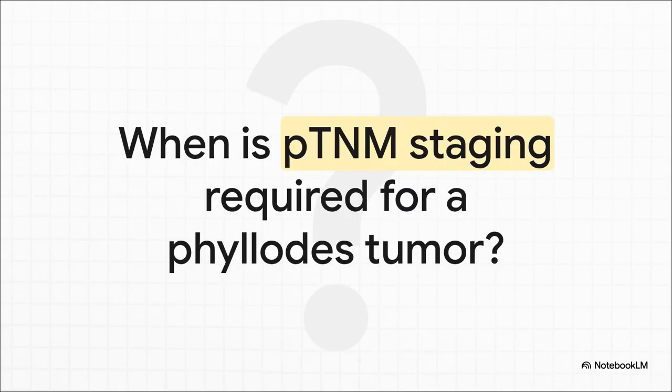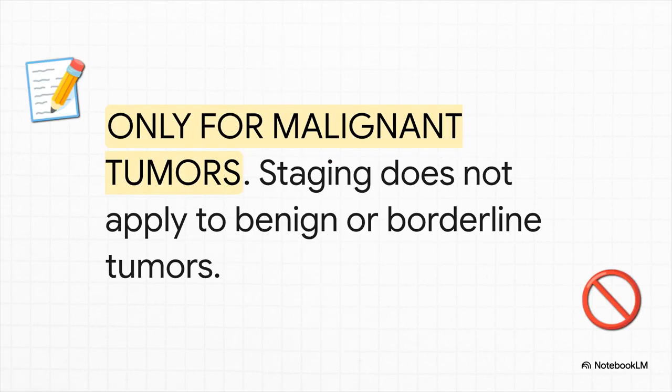All right, next step is staging, another area where it's easy to get tripped up. So let me ask you, when are you actually required to provide a pTNM stage for a Phyllodes tumor? The answer could not be more clear. You only apply staging for malignant tumors. The CAP protocol is explicit about this. You do not assign pT and pN categories for benign or for borderline tumors. If it's not malignant, you just say staging is not applicable.